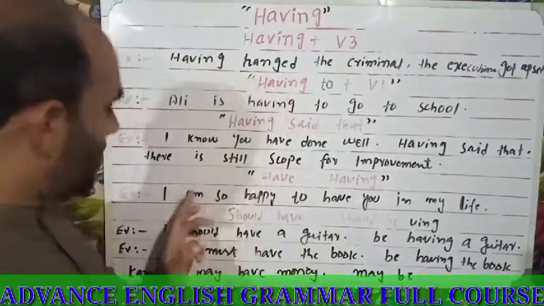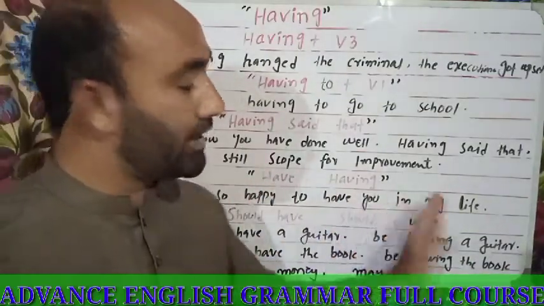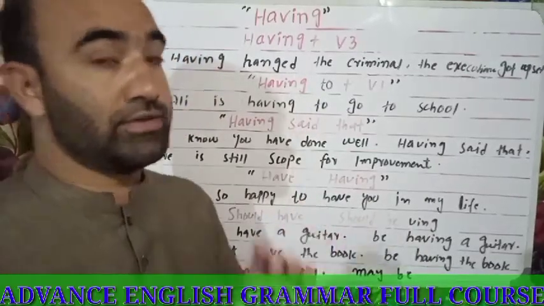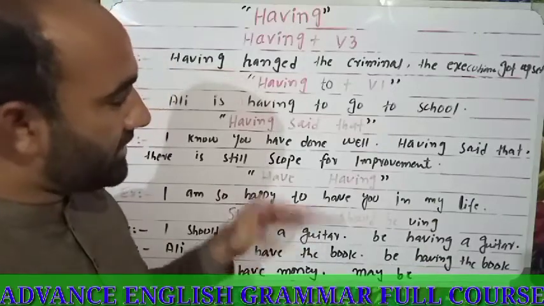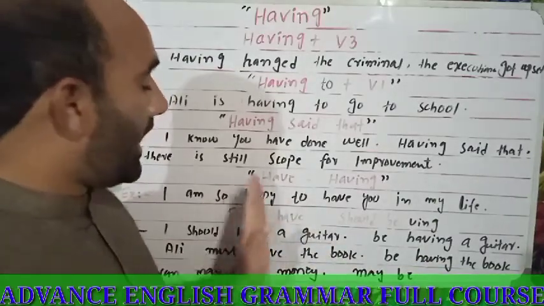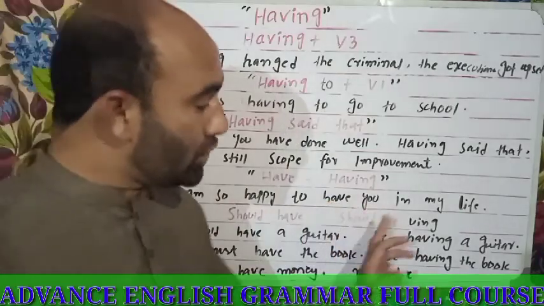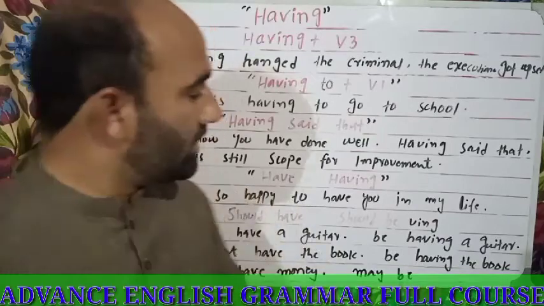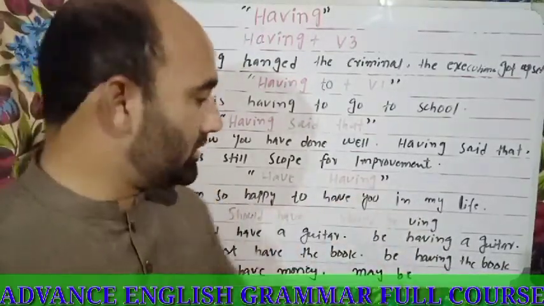Having. Now let's talk about these two words. I am so happy to have you in my life. You can use here the infinitive, to have. I am so happy to have you in my life. Instead of this you can also say I'm so happy having you in my life. We can use these two words for this purpose also.